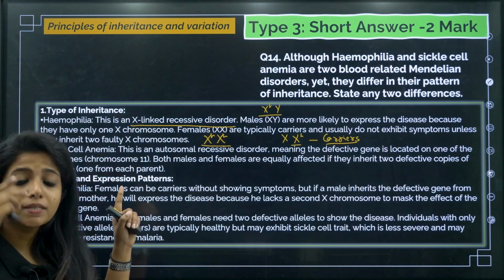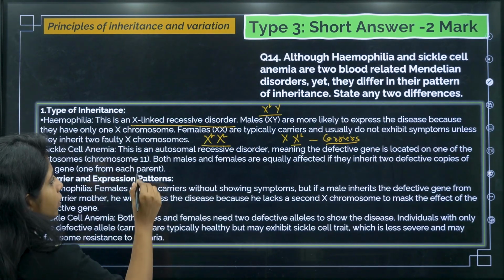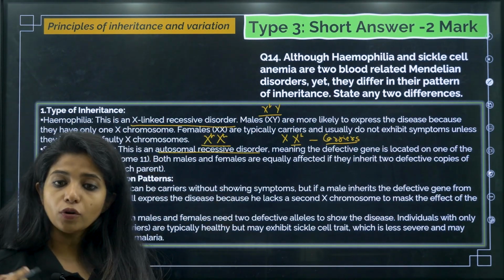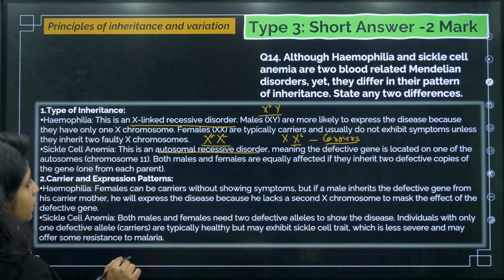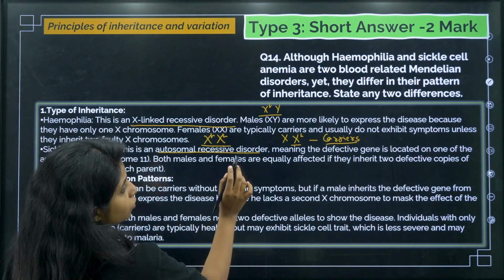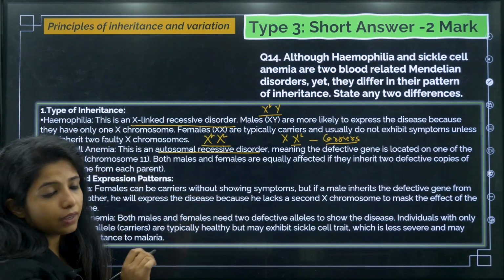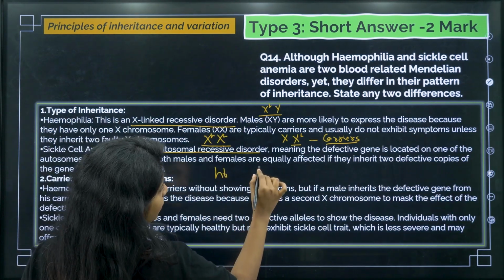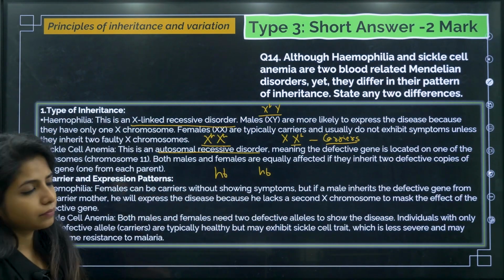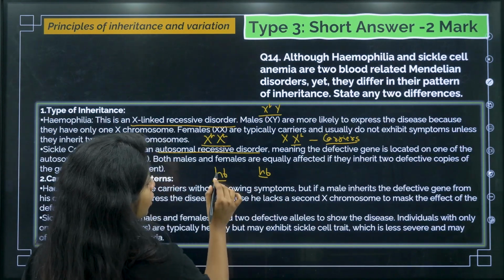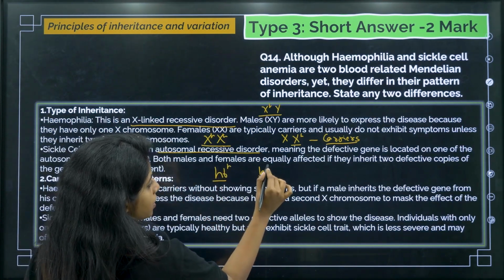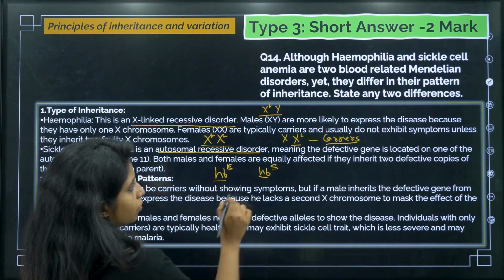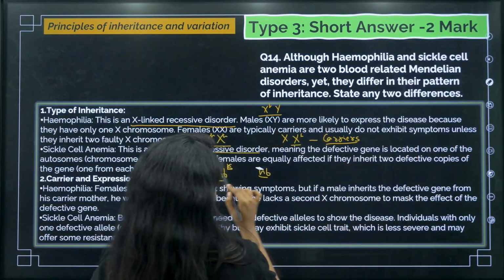On the other hand, sickle cell anemia is an autosomal recessive disorder. It does not have anything to do with the sex chromosome. It is autosome linked. That means for any autosome that you take, for example HP, this is hemoglobin's one that is affected, so I am writing HP. This is one chromosome, this is another chromosome.